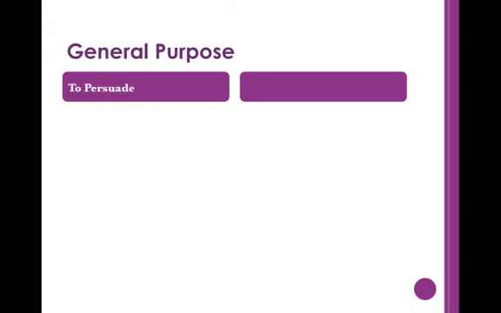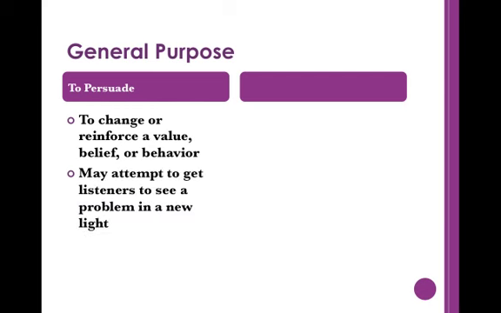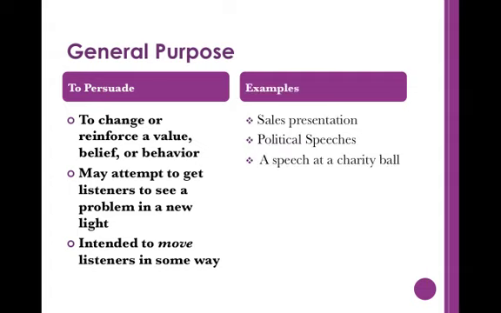The second general purpose is to persuade. The goal of a persuasive speech is to change or reinforce a value, belief, or behavior. Similarly, persuasive speeches may attempt to get listeners to see a problem in a new light. In short, persuasive speeches are intended to move listeners in some way. This means we want to change the way an audience thinks about something, or we want to change their actions. Persuasive speeches are not neutral. They require speakers to take a clear stand on an issue. Examples of persuasive speeches would include sales presentations, political speeches, and a speech at a charity ball.